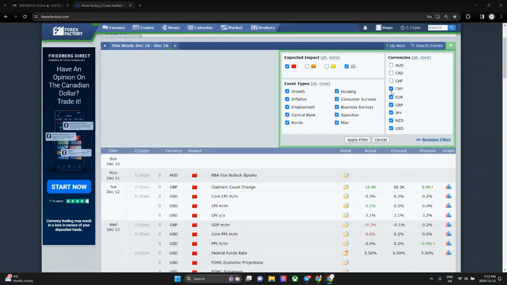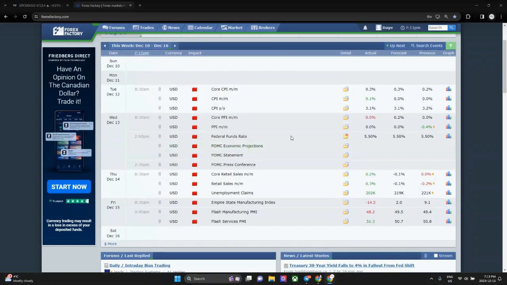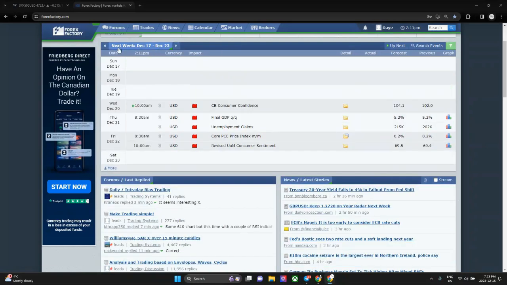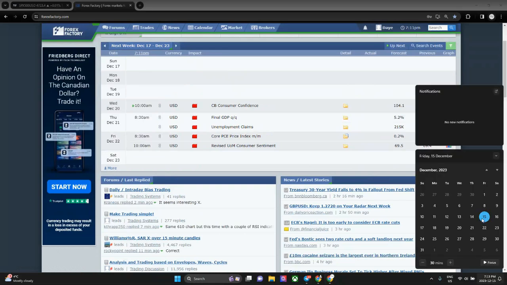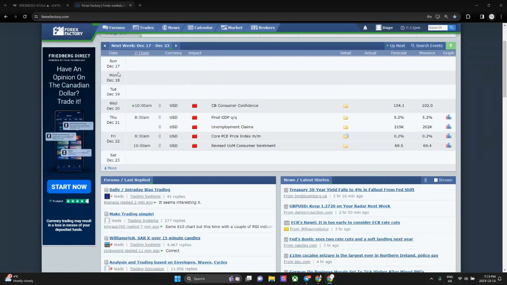So what I usually do is I don't usually look at anything else but USD. You're welcome to look at Euro, CAD, AUD if you want, but I usually just look at USD and I keep the red folder on right here. So now everything is filtered. This is the data for next week.